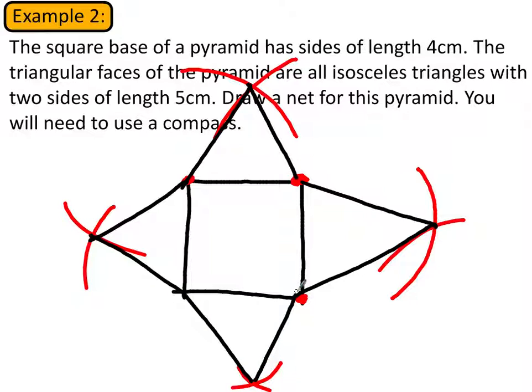Now they will then meet to form the pyramid we're looking for, made up of 4 isosceles triangles with sides the same length, that being 5 centimeters. And that is how we do it. That's all you need then to access the work in front of you. Good luck.